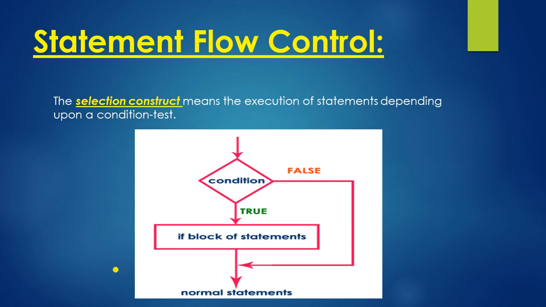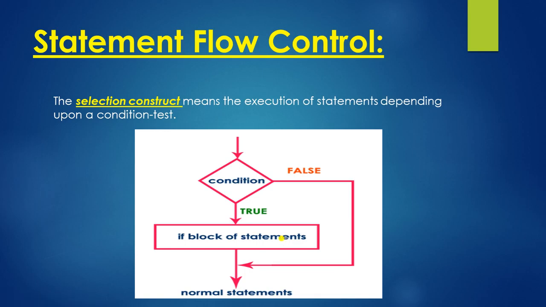Next in statement flow of control is the selection. The selection construct means the execution of statements depending upon a condition test. Here a condition is there. If the condition evaluates to true, the set of instructions will execute, and if it is false, it will just come out of the statement. It will not go to the block of statements. So this is your selection statement.